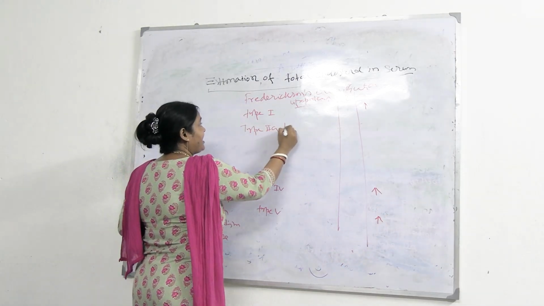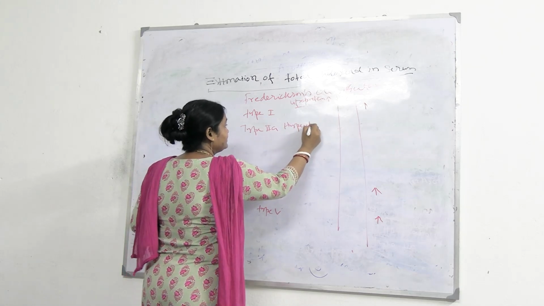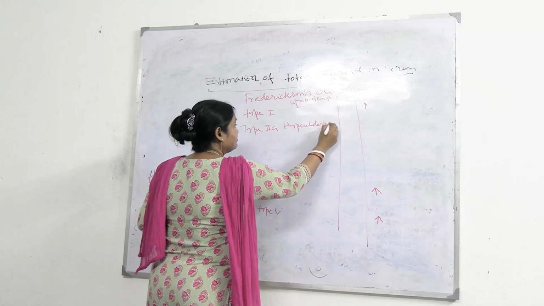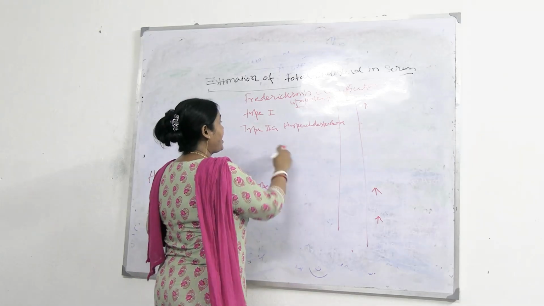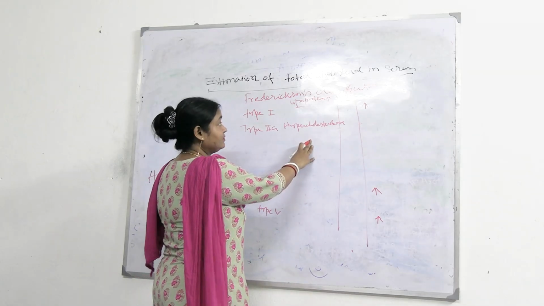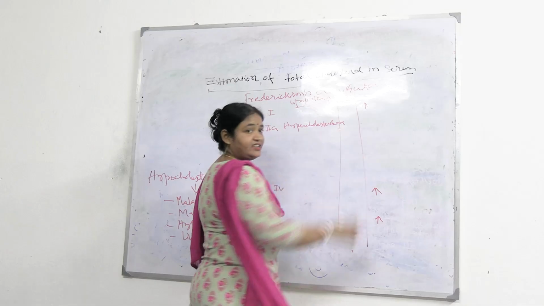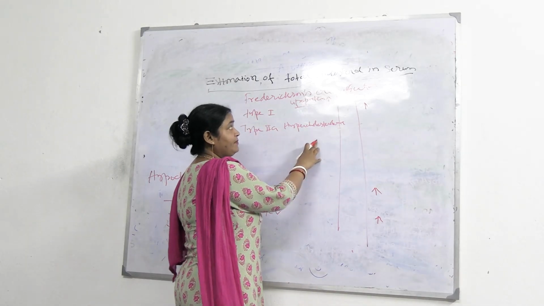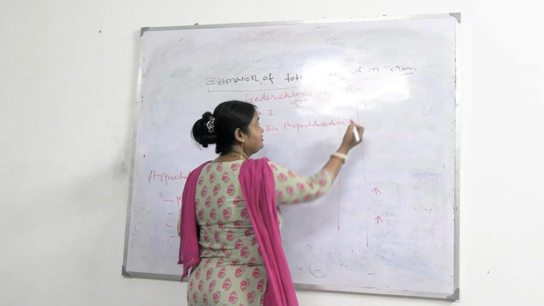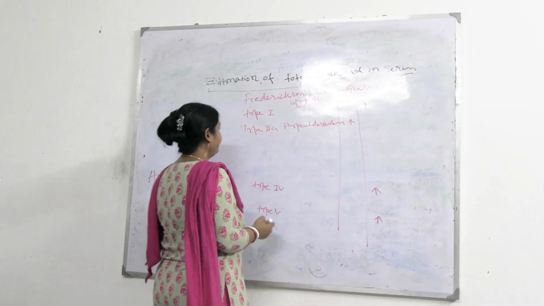Type 2A is hypercholesterolemia. This is familial. This is cholesterol, this is triglyceride. In 2A, there will be hypercholesterolemia. Here there will be increased cholesterol.